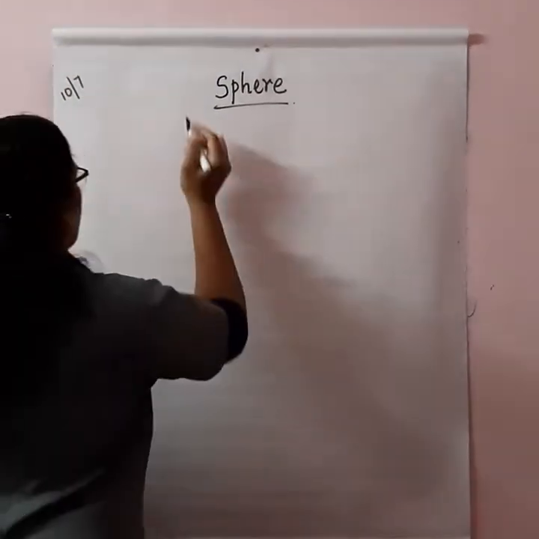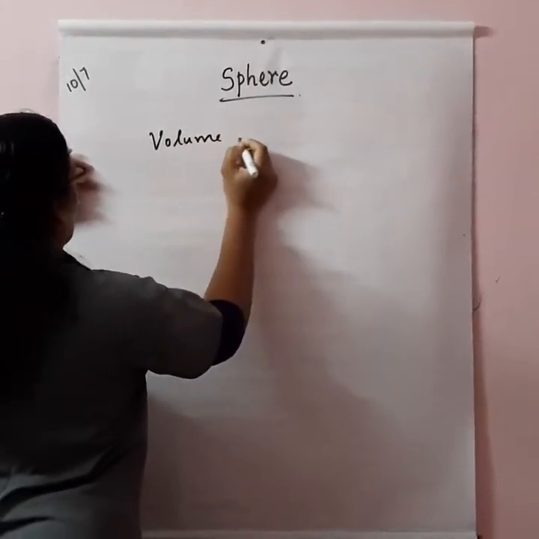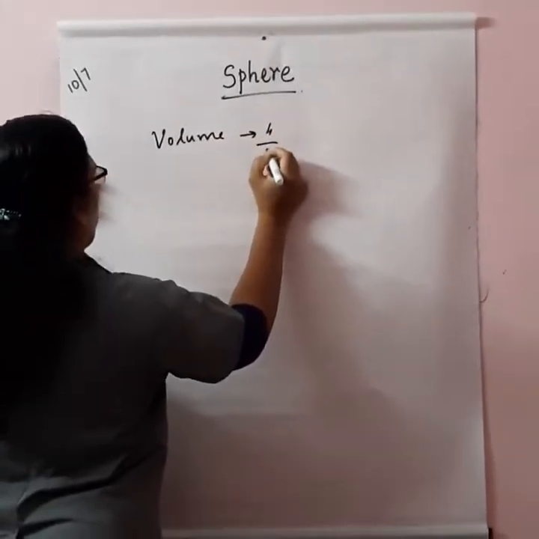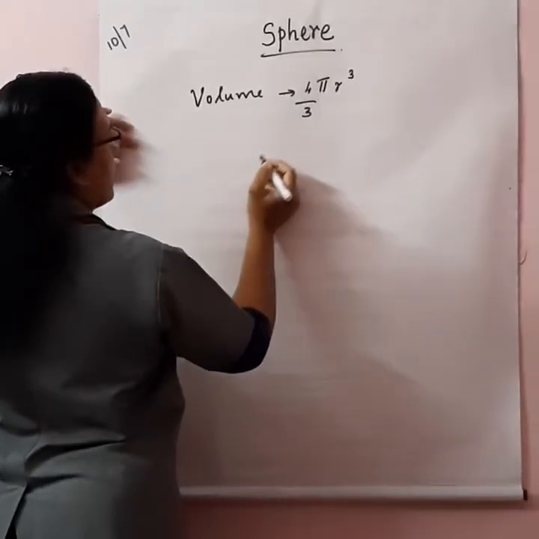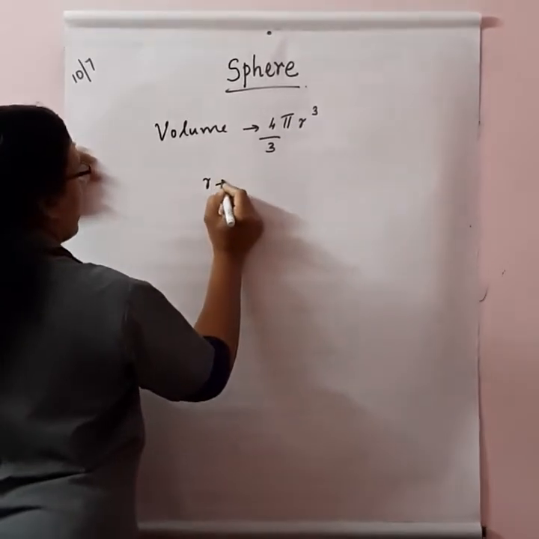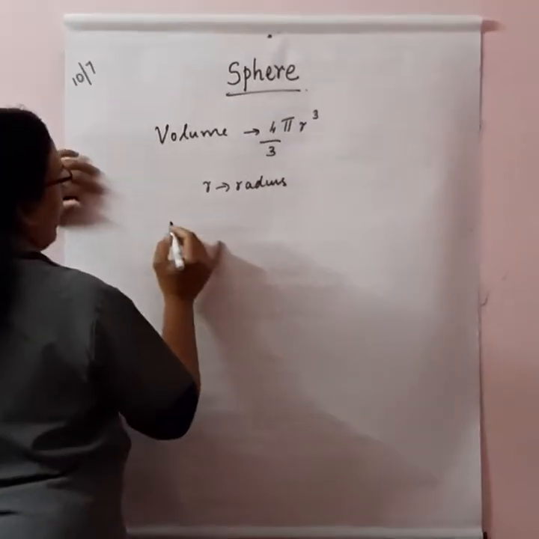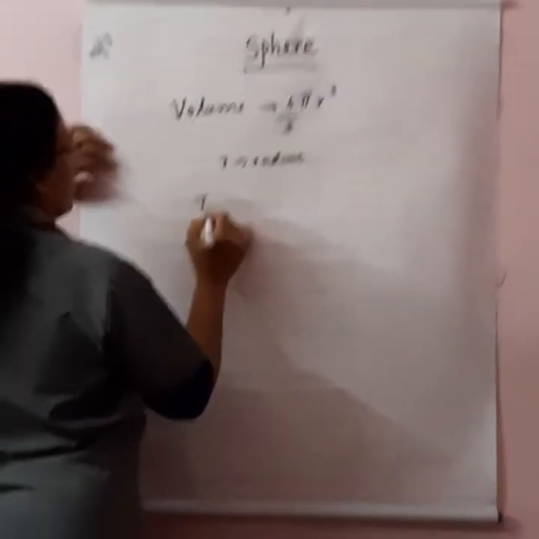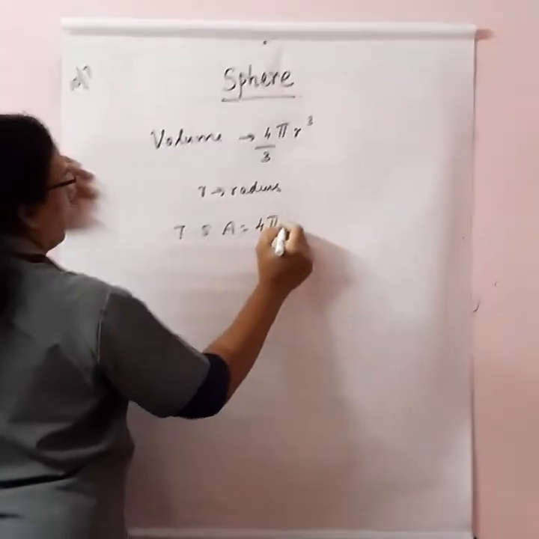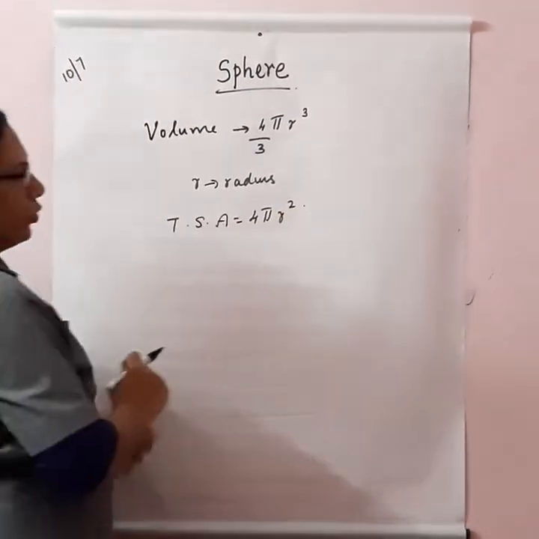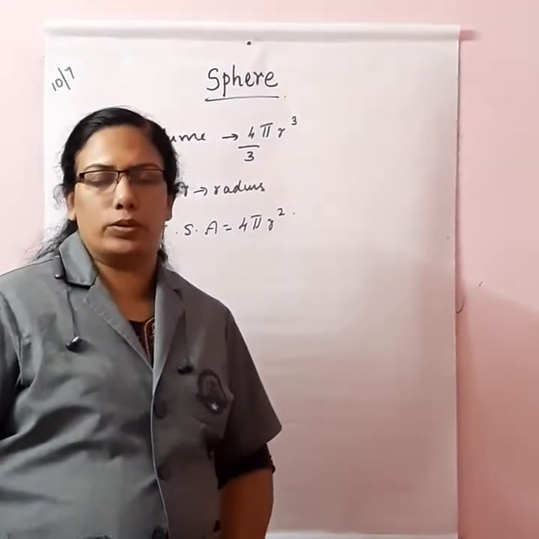First is volume of the sphere. Volume is 4 by 3 pi r cube, where r is the radius of the sphere, and the total surface area of the sphere is 4 pi r square. Two formulas you have to learn, the volume and the total surface area of the sphere.